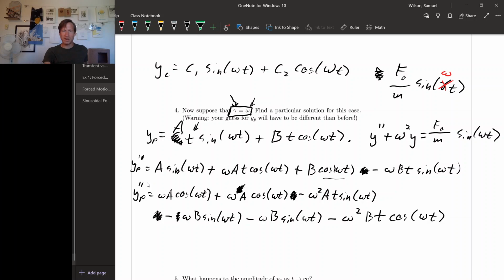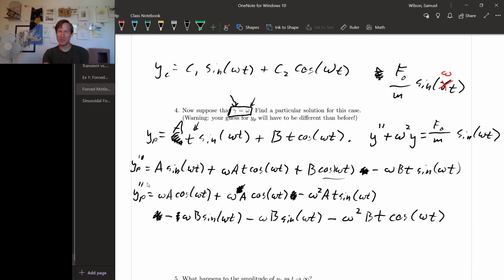We need to plug all of this into the original differential equation, right? So when we do that, there's going to be a lot to keep track of. So let's be as careful as we can here.